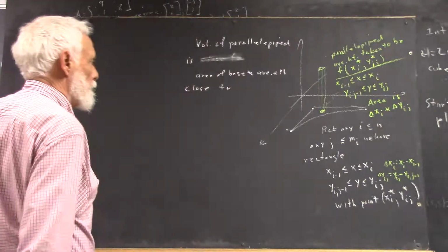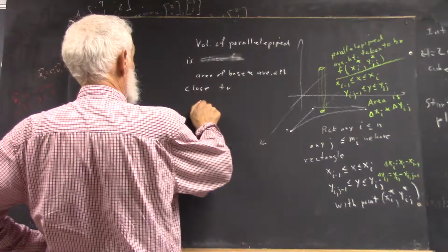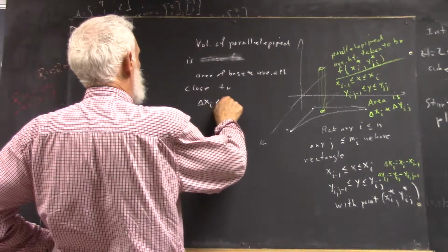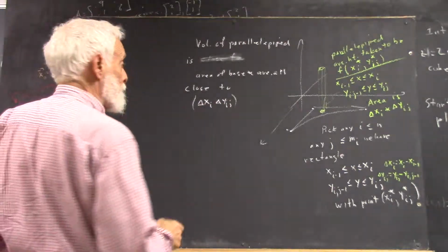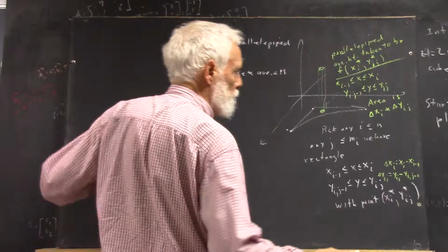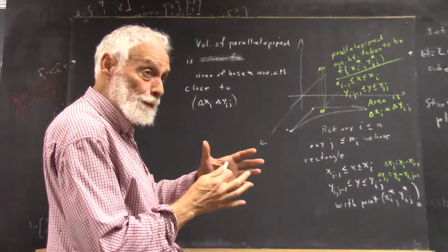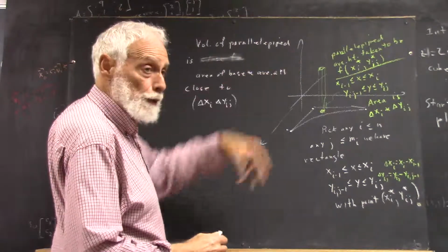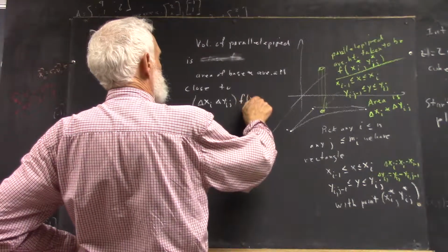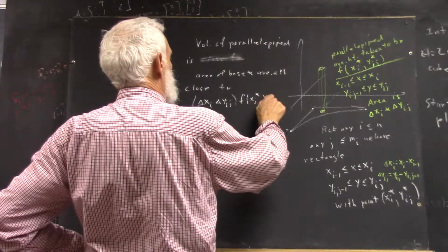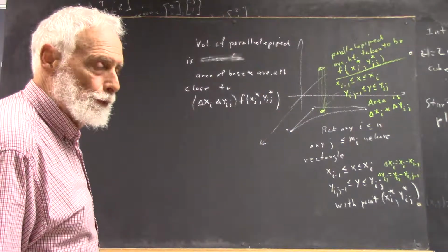Here, the volume of the parallelepiped is the area of the base times the average altitude, right? Which is delta x_i, delta y_ij. That's the area of the base, right? And the average altitude has to be, if we have a small enough partition, a tight enough partition, and a well-behaved function, which we certainly do in this one, times f of x_i star, y_ij star. Okay? Now the rest of this is easy.